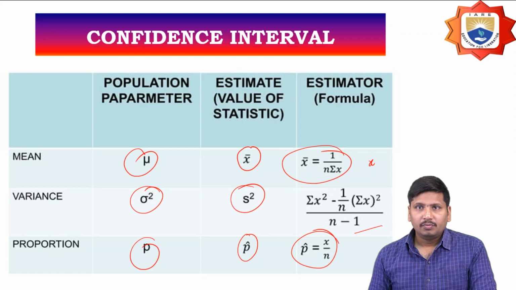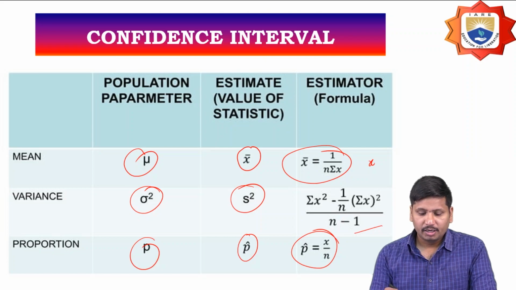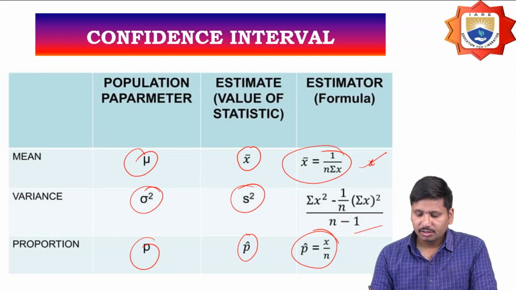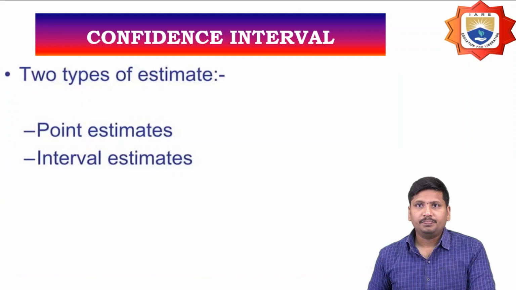There are formulas for calculating the mean, variance, and the proportion for confidence intervals. The mean is calculated through this symbol and equation, the variance is calculated by this formula, and the proportion p cap is written as x by n.